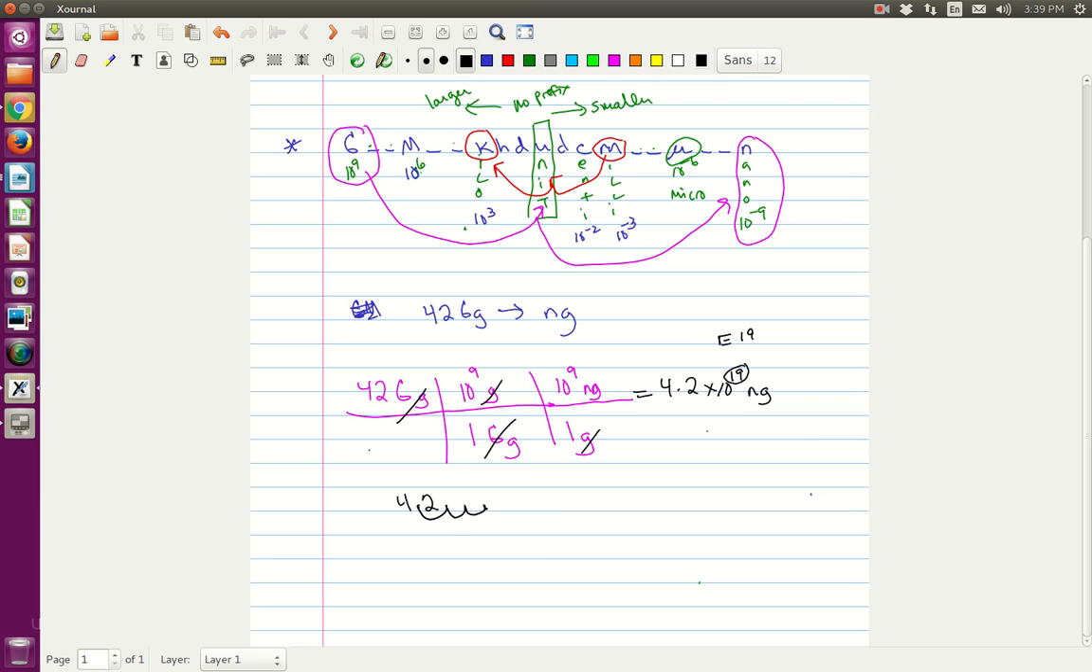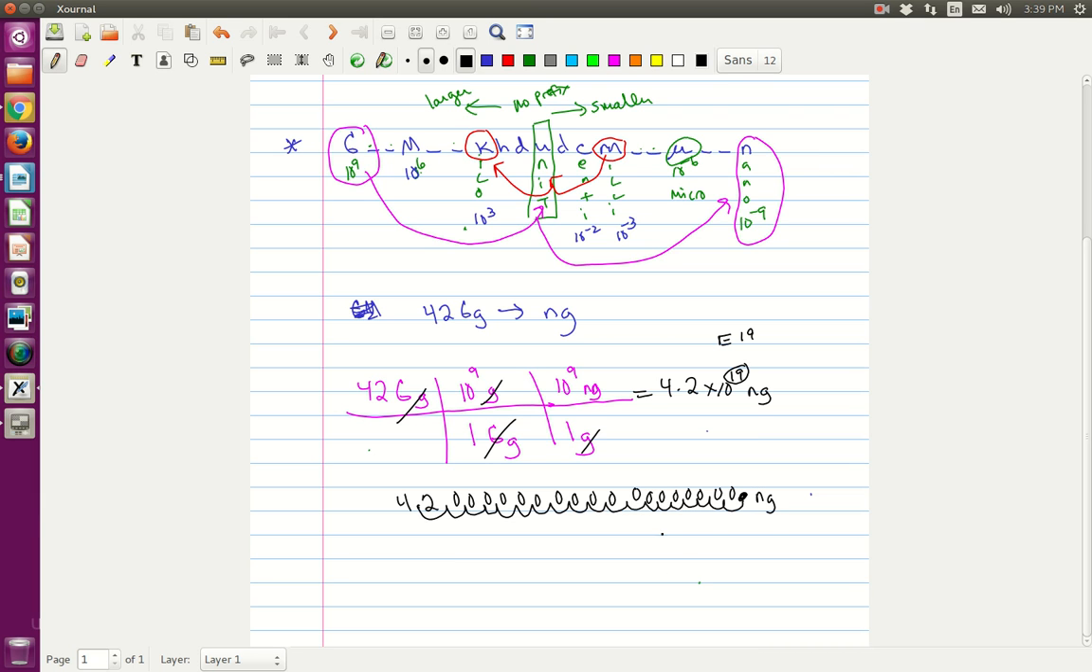1, 2, 3, 4, 5, 6, 7, 8, 9, 10, 11, 12, 13, 14, 15, 16, 17, 18, 19 places. And you can see now why we don't use this standard notation, because the number of zeros that you have to put here is so big, it would be very easy for you to forget how many zeros you needed. So that would be 42 with all those zeros nanograms, and I don't even know what that is.